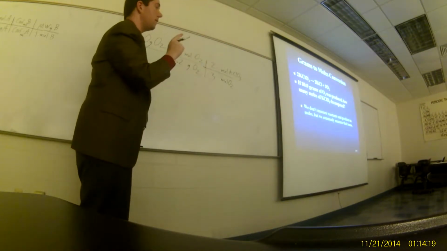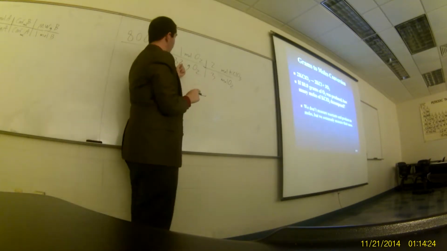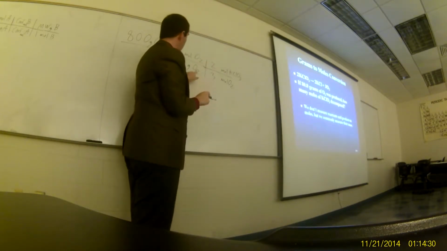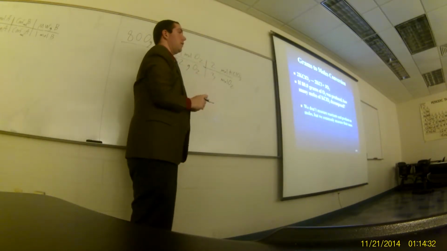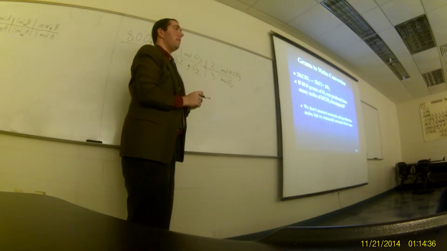Yes? Where do we get 32 again? 32 is the molecular weight of oxygen, O2. So each oxygen weighs 16 based on the periodic table. There are 2 of them, so 16 times 2 is 32. Does that make sense? Yeah. It's also 16 plus 16.